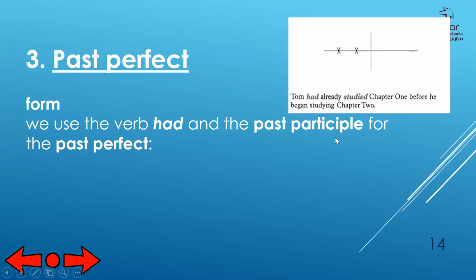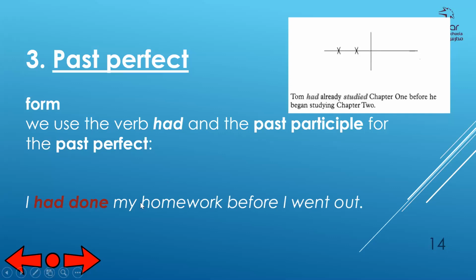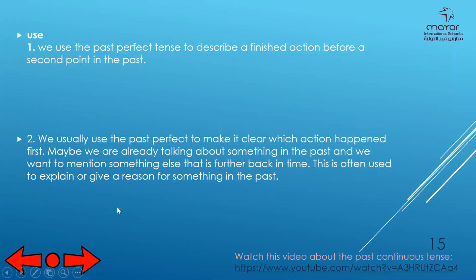I had done my homework before I went out. Before here, as you can see, is followed by verb 2, and preceded by had plus past participle. You can use the word before in the middle, but the idea is that the word before is always followed by verb 2. As you can see, here are the uses of it. We discussed them all.